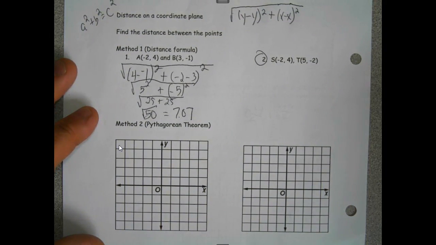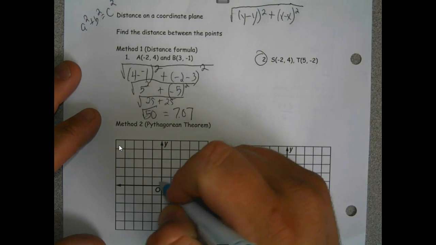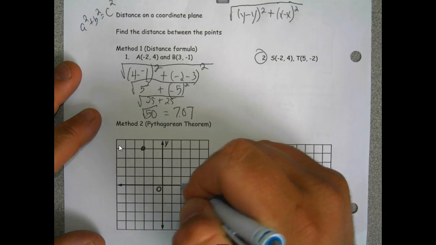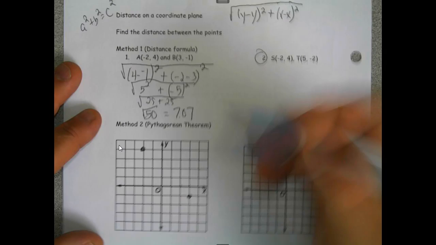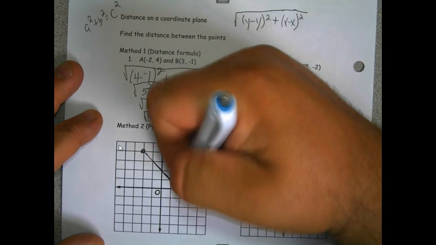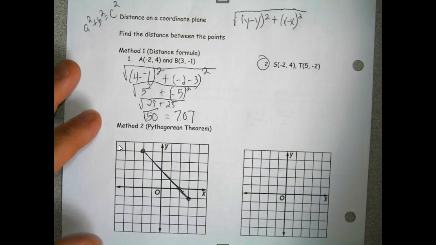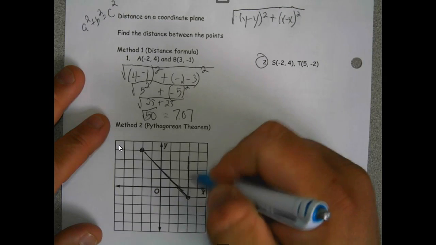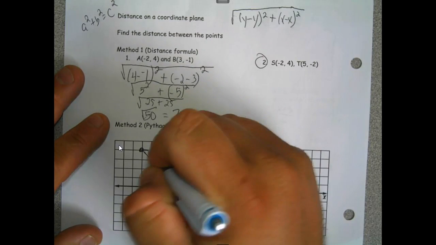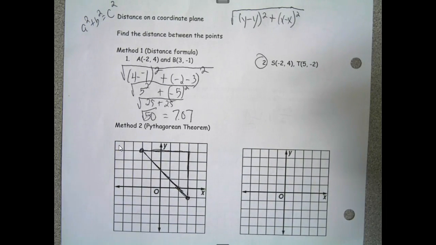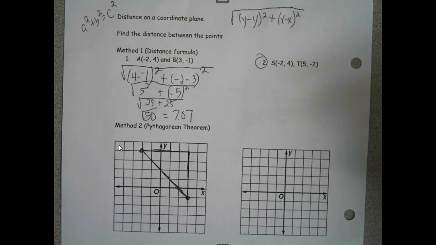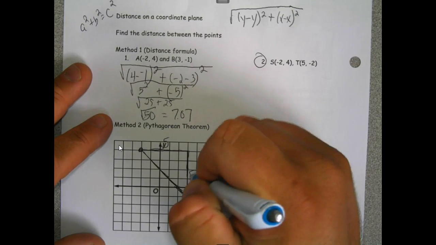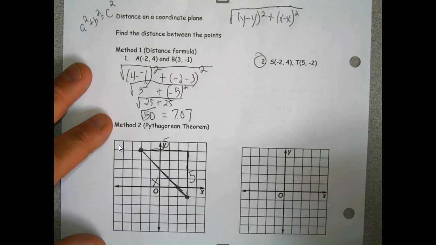So for the Pythagorean Theorem, you have to plot the 2 points. So I have negative 2, 4, and 3, negative 1. And you create a line. When you create that line, that automatically becomes the hypotenuse of a right triangle. And so since you have a right triangle, you can use the Pythagorean Theorem. If this side is 5, and this side is also 5, this is the side I'm looking for.